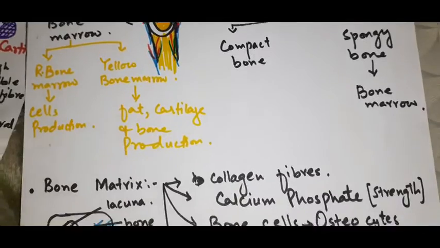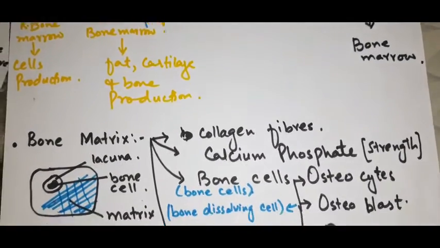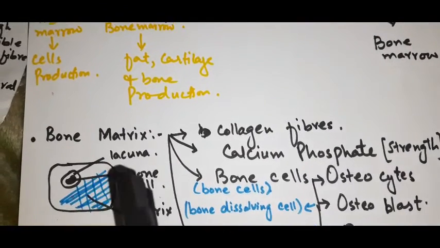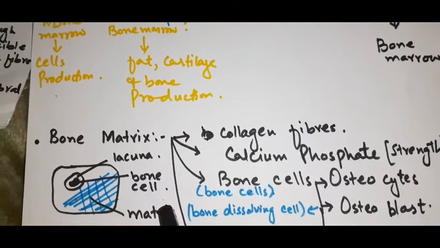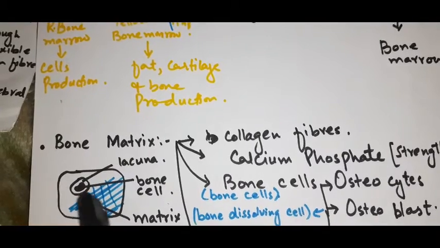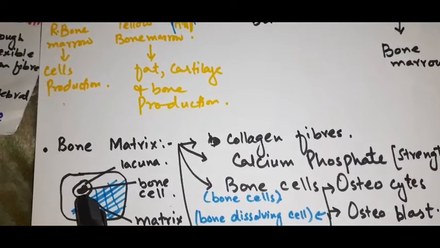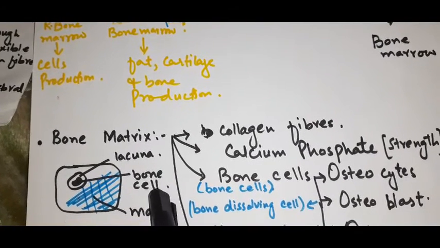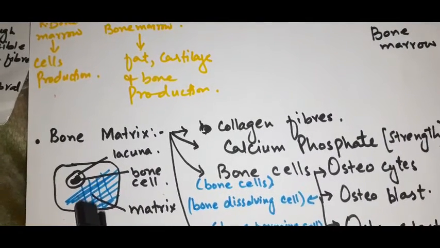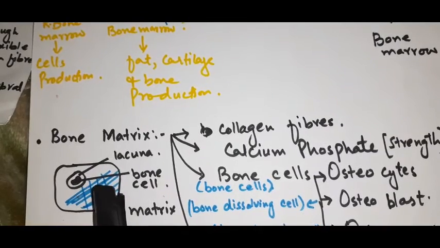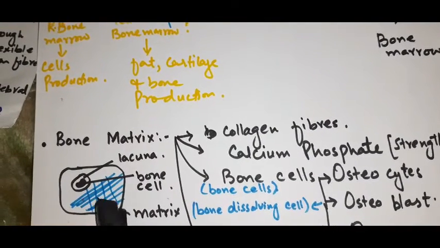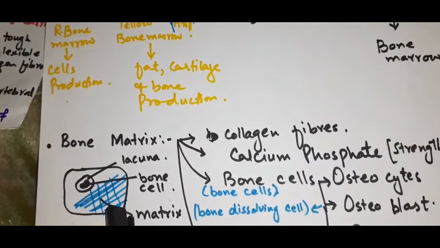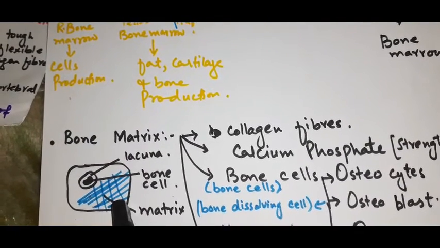So next we have the bone matrix as we have studied in the cartilage. So same, bones also contain the bone matrix, right? Again we have the lacuna. Inside the lacuna we have the bone cells, and the bone cells are known as osteocytes. And here we have the matrix in which there is collagen fiber along with the deposition of calcium phosphate. So this calcium phosphate gives strength to the bone, right?